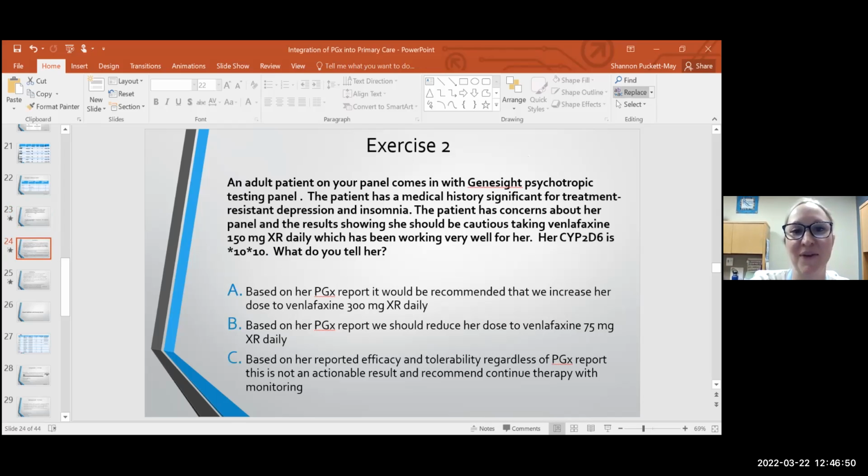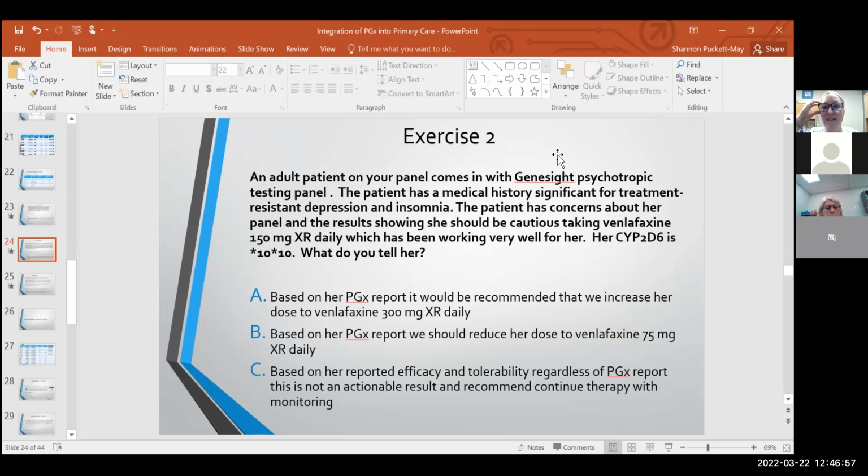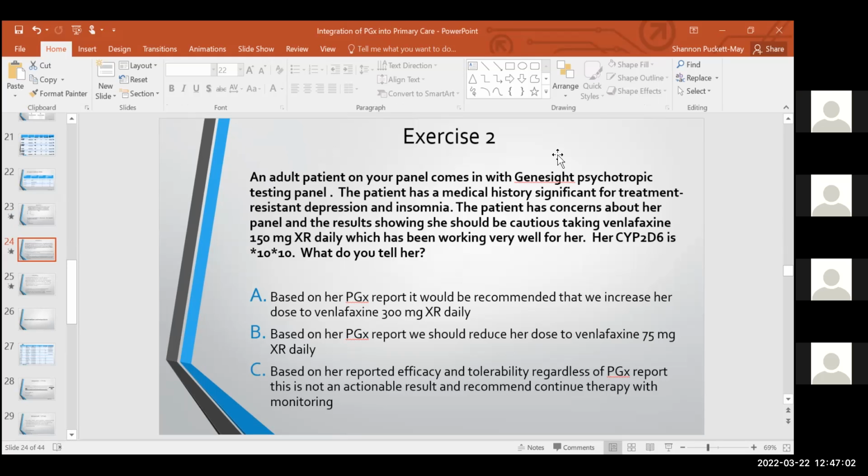Okay, so everyone's following along. So now we're going to go to that GeneSight psychotropic testing that this patient had done, that report I sent out that we reviewed. And I want you to take a look at that.